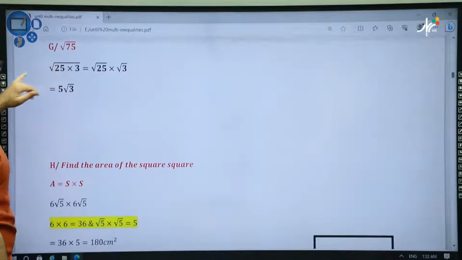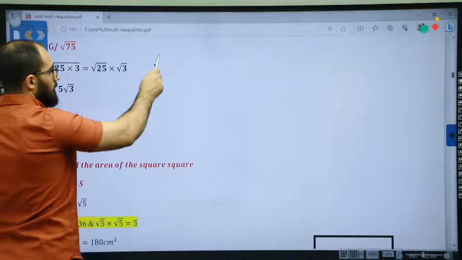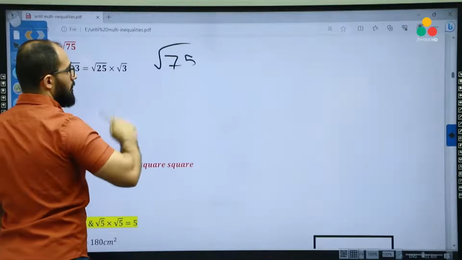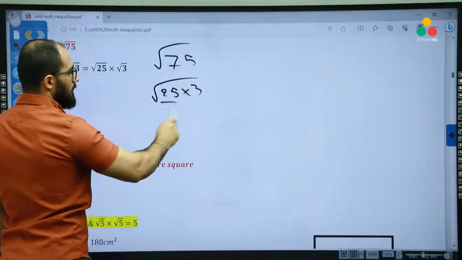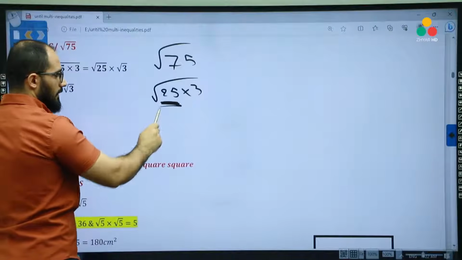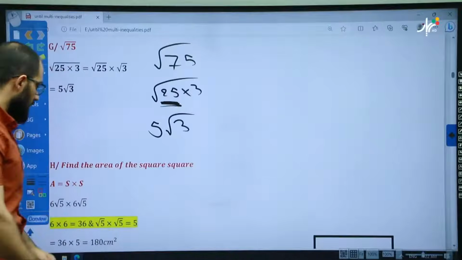Also we have G, the square root of 75. So 75 is 25 times 3. The square root of 25 is going to be 5. 3 stays under the square root.